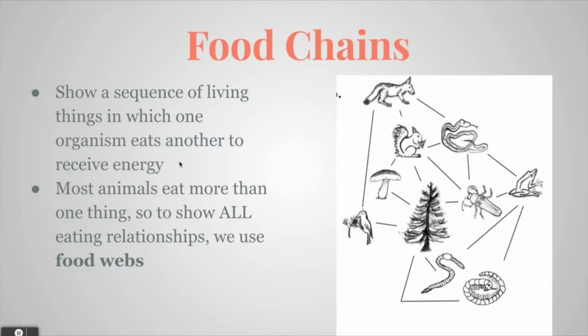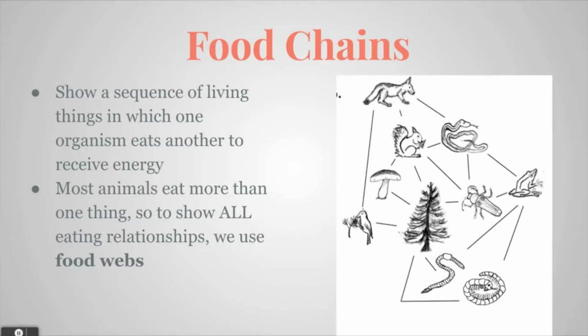food chain. Food chains show a sequence of living things in which one organism eats another to be able to receive energy. Most animals eat more than one thing, so to show all the different types of relationships with food, we use food webs, kind of like this one. See this tree we have in the middle? It gives its energy to chipmunks, birds, snakes, and then there are different animals that receive the energy from there.